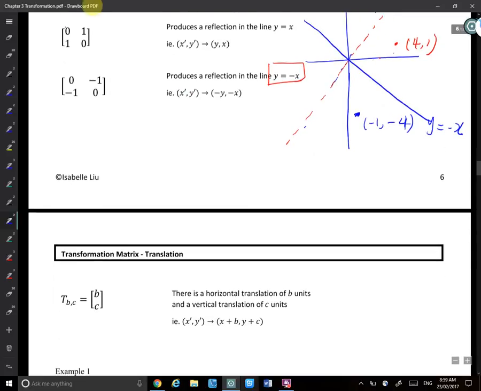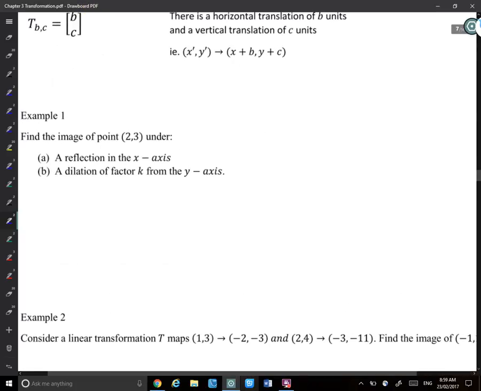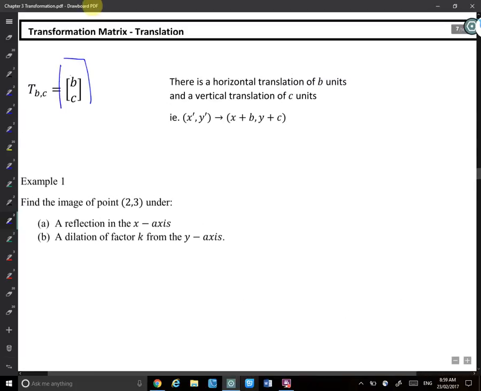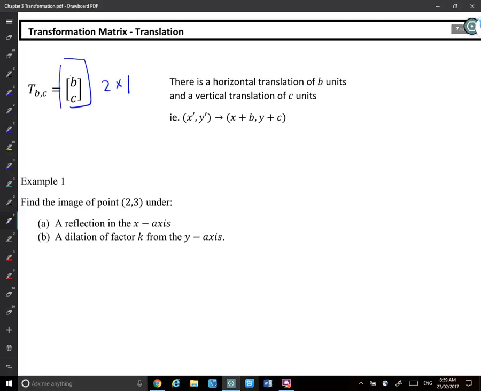And the last one will be translation. So the translation just basically adds a 2 times 1 matrix. A 2 times 1 matrix. So row 2, column 1. A 2 times 1 matrix.